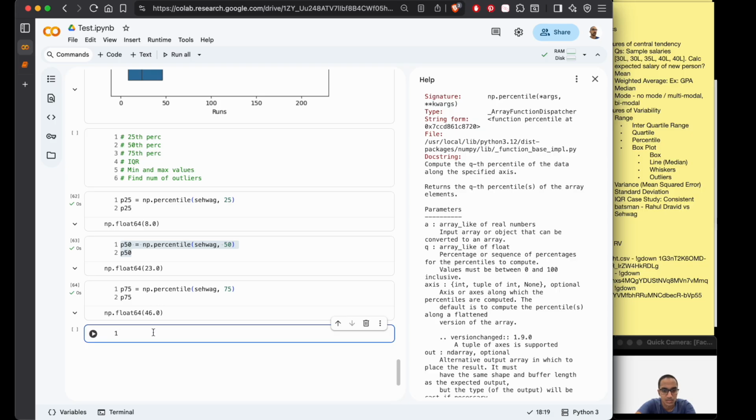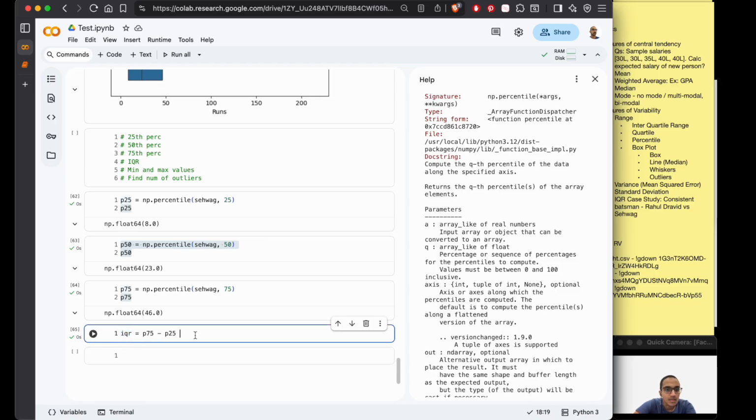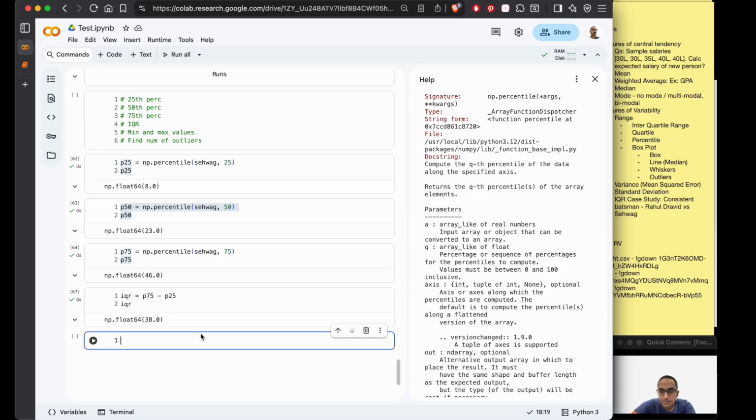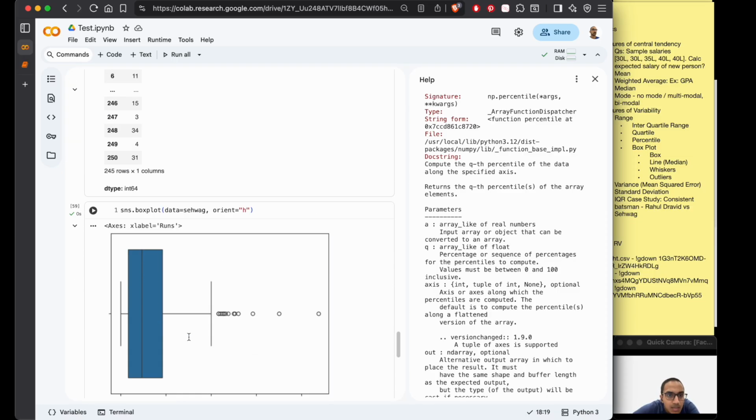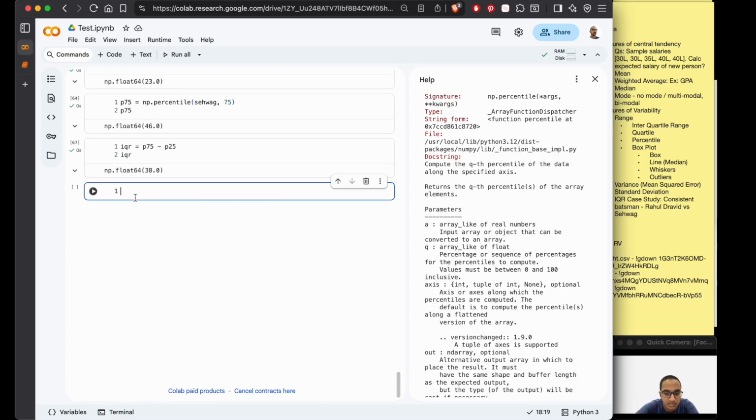Now we'll calculate the IQR, which is P75 minus P25. That is 38. So the IQR is 38, the spread of sehwag's dataset is 38. Before that, let's look at the descriptive stats of sehwag.